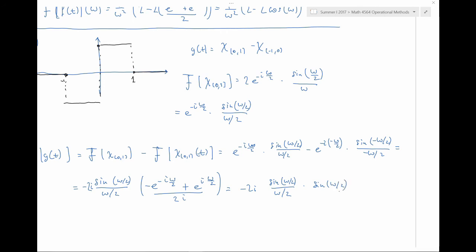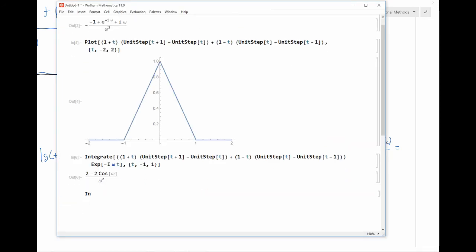Let's verify these calculations with Mathematica. So what we have here is a function that's negative unit step applied at -1 plus 2 unit steps applied at t equals 0 minus 1 unit step applied at t equals 1.